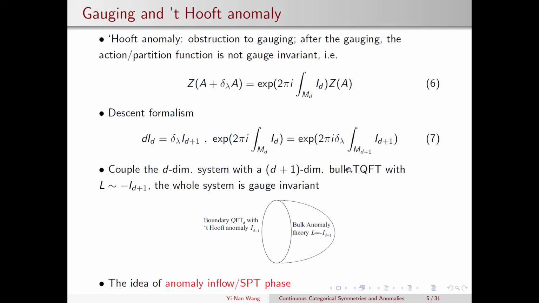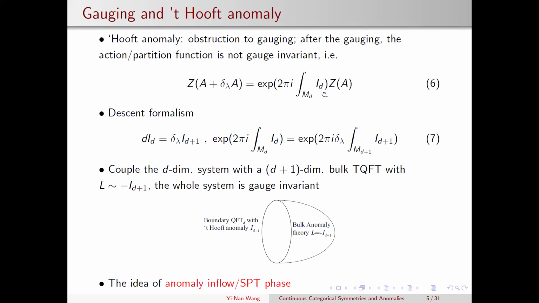And also, of course, in many cases there's some obstruction to gauging a finite group symmetry, finite G symmetry. You call this obstruction a 't Hooft anomaly. This basically means that after the gauging, the new quantum partition function is no longer gauge invariant, i.e., after a gauge transformation of this newly introduced gauge field, there will be a non-trivial U(1) phase factor in front of the Z[A], which cannot be cancelled by a local gauge transformation.